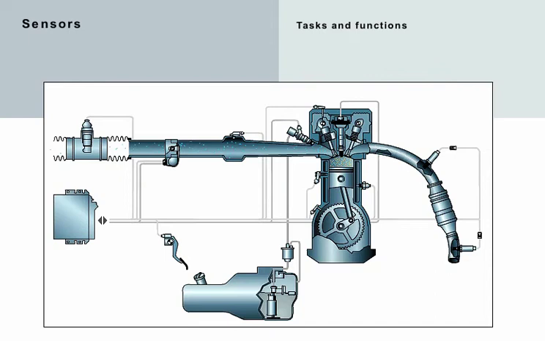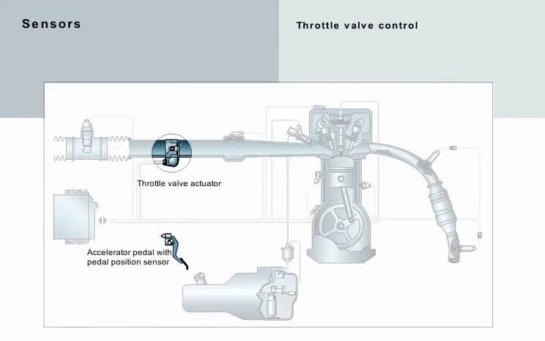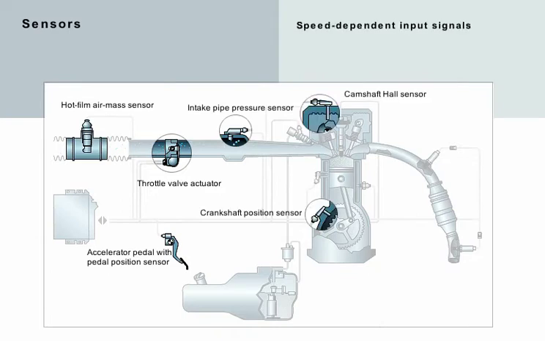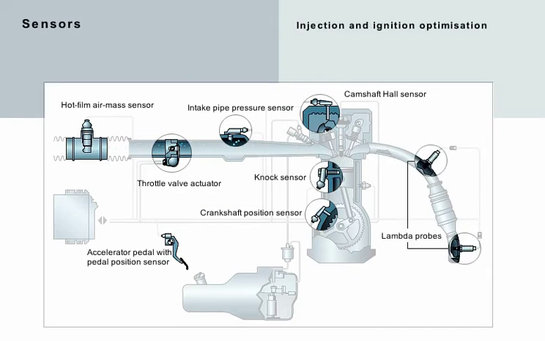In this chapter, you'll become acquainted with the most important sensors and the associated input signals, and you will learn what effects these signals have on engine control. You will learn about the throttle valve control, the air path sensor system, the speed-dependent input signals, and the two most important sensors for injection and ignition optimization.